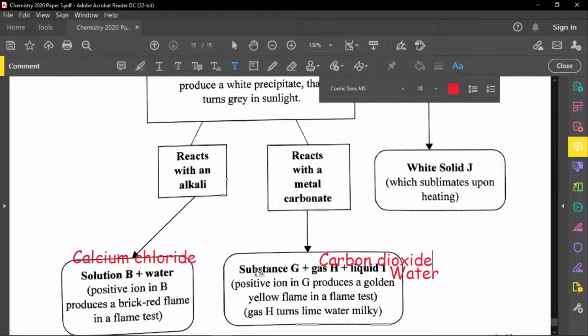All right, so now substance G. Again, we say it must be a salt. But which salt is it? Let's figure it out. The positive ions produce a golden yellow flame in the flame test. Gas H also turns lime water milky. So we already figured out that gas H is carbon dioxide. This is another clue that it turns lime water milky. Carbon dioxide does that. So here we can say that sodium is what will produce the golden yellow flame in the flame test. Therefore, this here must be sodium chloride that is formed right here.